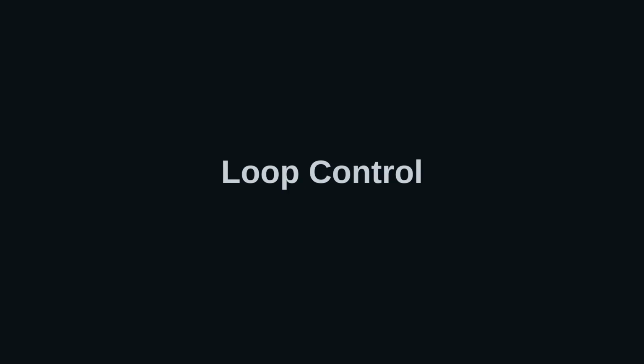You have now seen how break and continue give you precise control over loop execution. This concept of loop control lets you direct program flow exactly where you need it. Next, let us look at nested loops and how they interact.